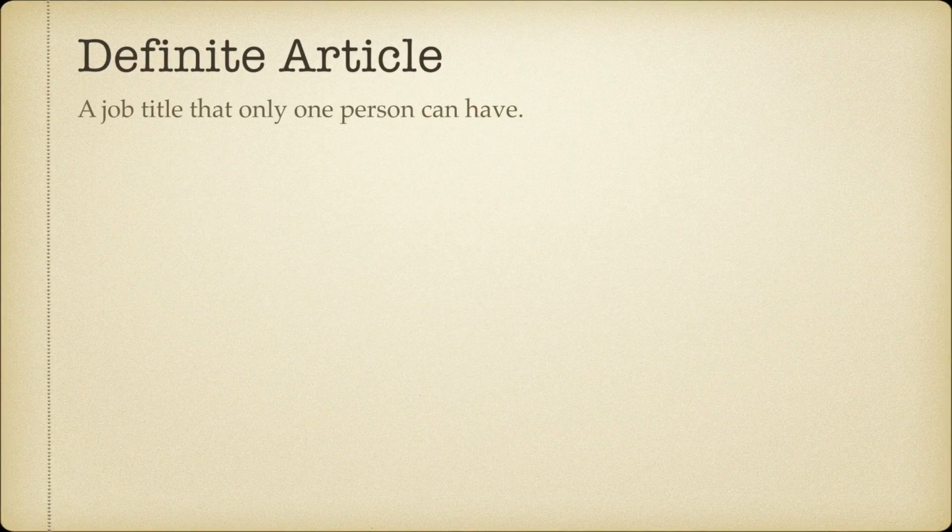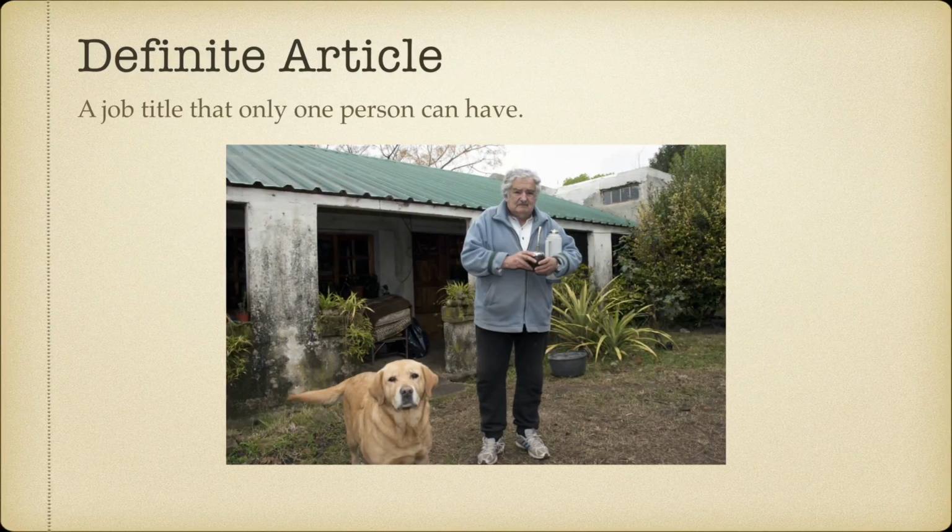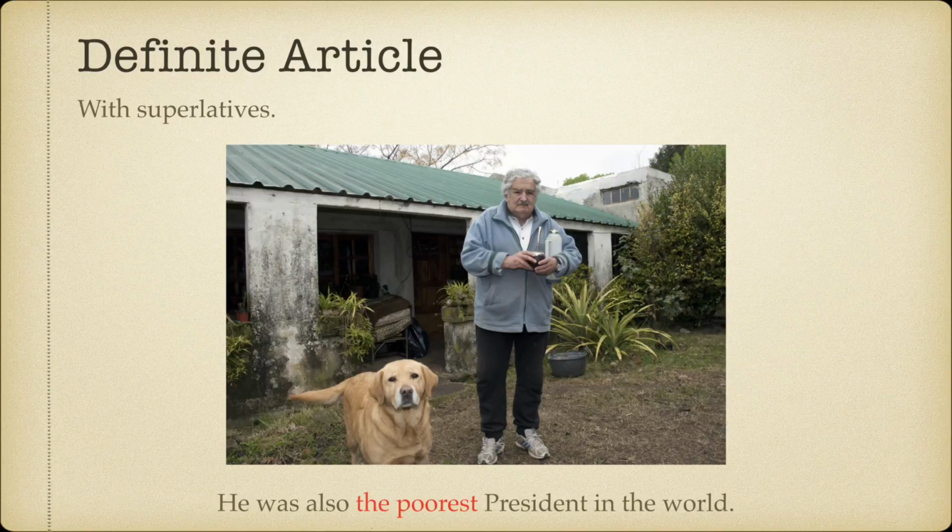A job title that only one person can have. Jose Mujica was the president of Uruguay. There is only one president of Uruguay. We also use the definite article with superlatives because there's only one person or thing that is the most or the least something. He was the poorest president in the world. He donated 90% of his salary to charities every month.